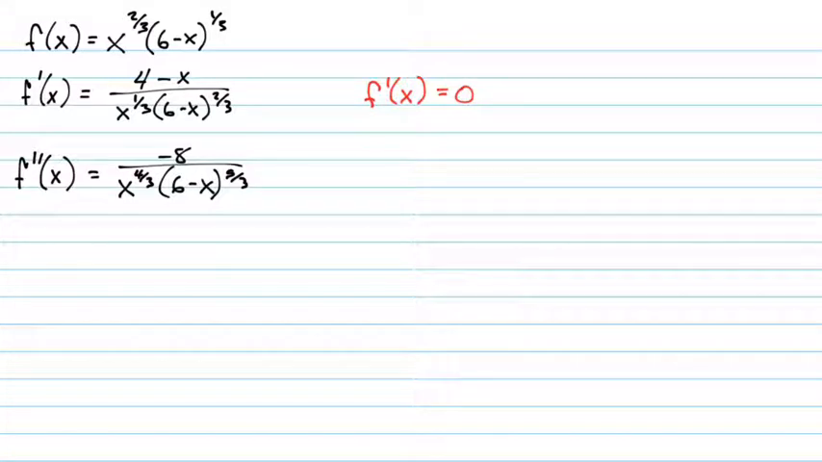When does the first derivative equal 0? When will that function equal 0? When x is equal to 6. No, that's going to give us an undefined value. That gives us a 0 in the denominator, Garrett. We want a 0 in the numerator. So when x is equal to 4.